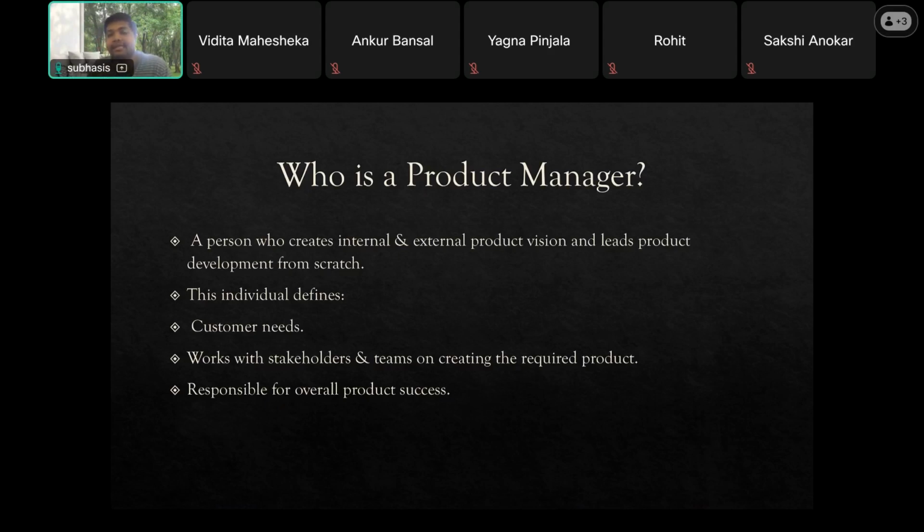For example, let me ask you one question. If I give you a lump sum of 20 lakhs, which four-wheeler vehicle will you buy? Question to everyone. If I give you 20 lakhs, what is the particular four-wheeler vehicle you will buy? Just ping in the chat. Put it in the chat.